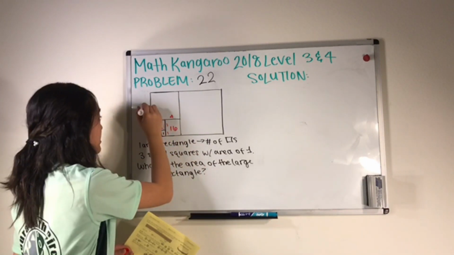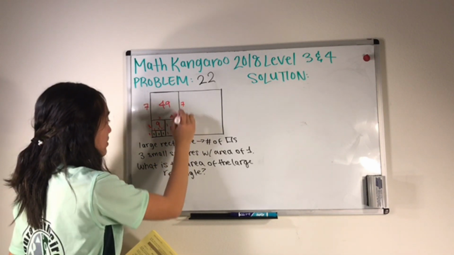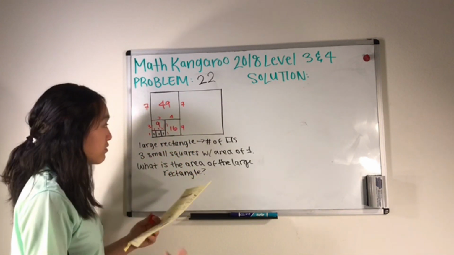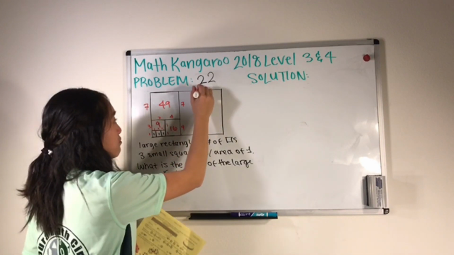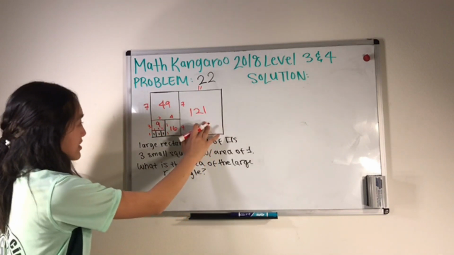And 7 times 7 is 49. And now we have finally 7 and 4. And 7 plus 4 equals 11. And 11 times 11 is 121. So now all you do is add together these numbers.